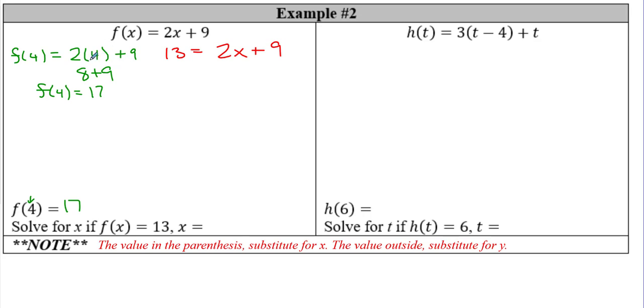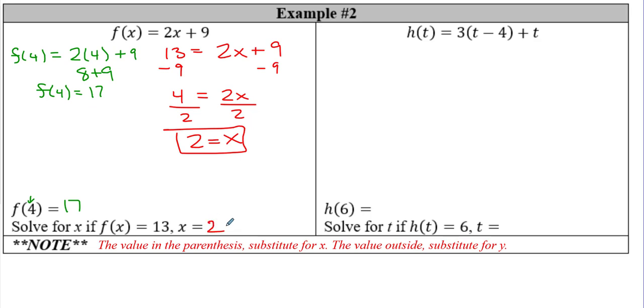Here we just evaluated. Here we have to go back to our solving equation skills. So remember, we want this term by itself. We have to get rid of that plus 9, so minus 9, minus 9. 13 minus 9 is going to be 4, which is equal to 2x. Then we divide both sides by 2, and we get 2 is equal to x. Boom. So when y is equal to 13, x is equal to 2.